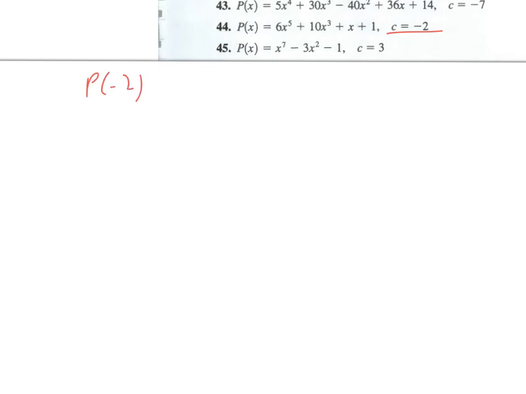All right, same idea here for number 44, P of negative 2. Instead of actually plugging it in, I'm just going to do my synthetic division with negative 2 up here. So I do the coefficients here, 6, and then I'm missing the 4th power, and then the next one's a 10.